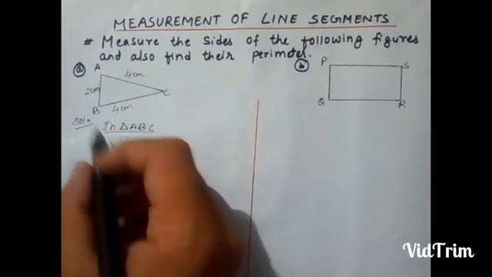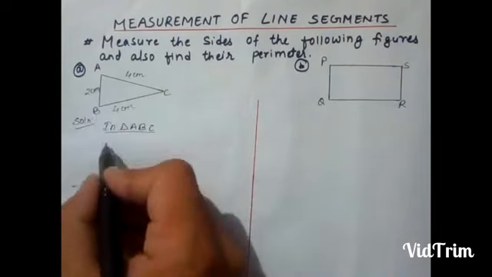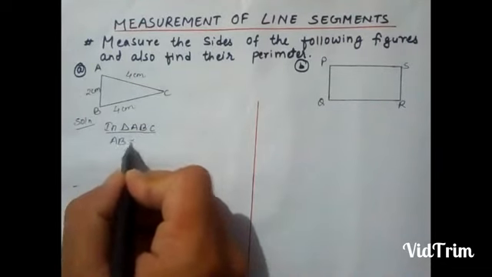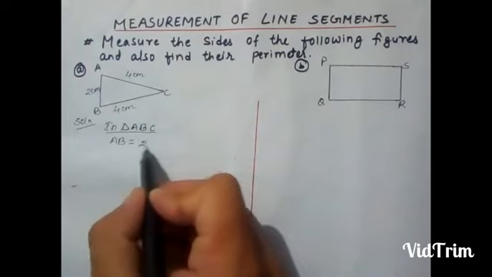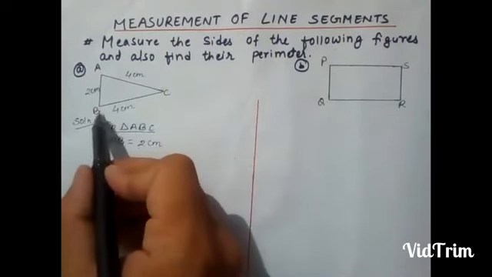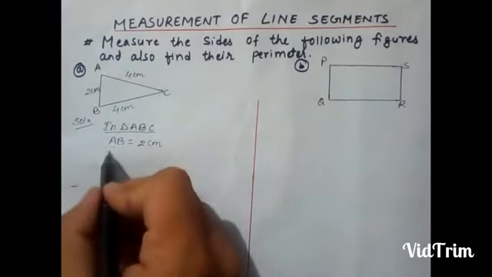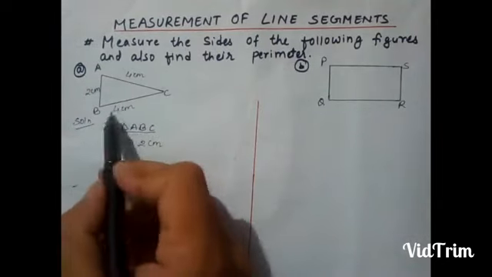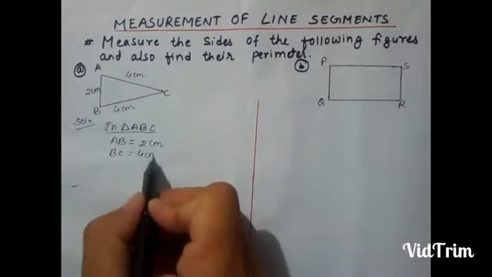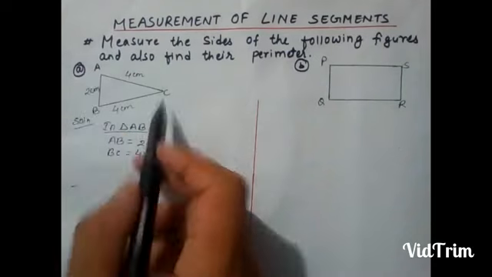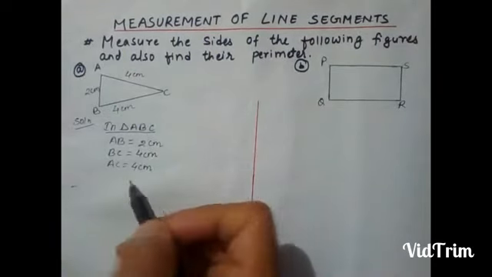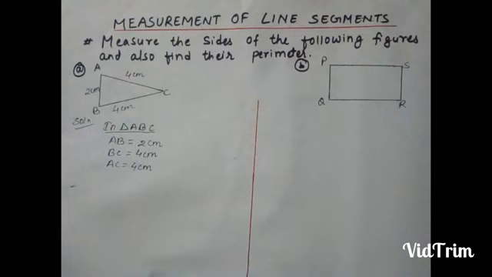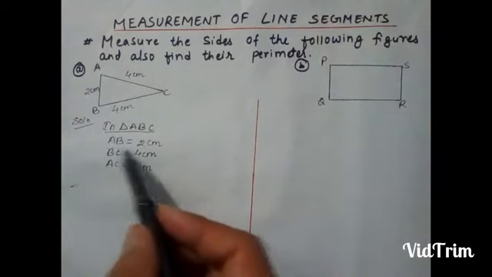Now what is the length of AB? Length of AB is 2 cm. Now what is the length of BC? BC is 4 cm. Length of AC? AC is also 4 cm. So students, here I have noted all the lengths.